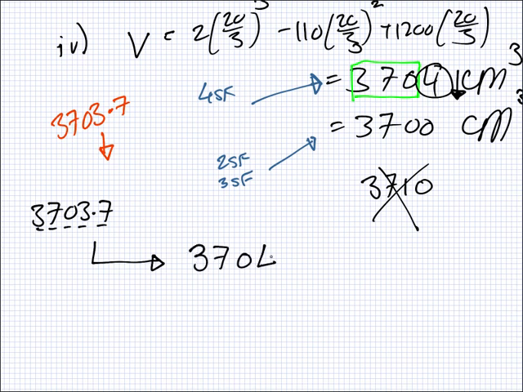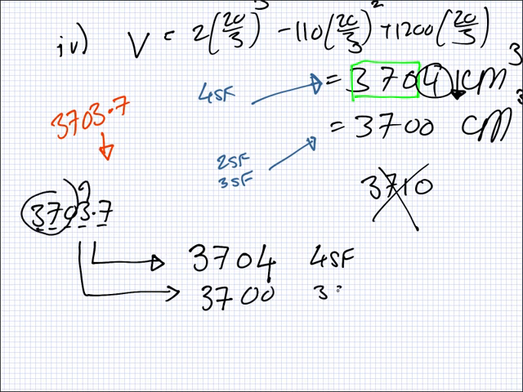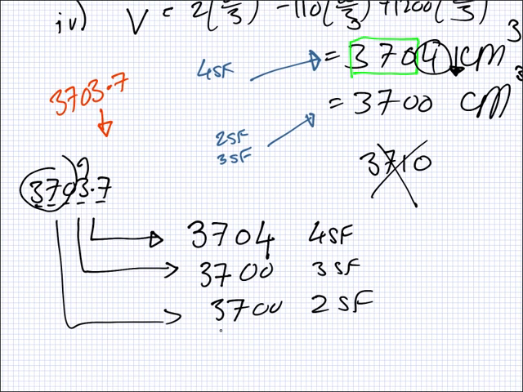03. Oh, 4. That's how many? 4 significant figures. Right, take this again and give me 3 significant figures. 3, 7, 0, 0 is 3 significant figures. What's 2 significant figures? 3, 7, 0, 0. It's two significant figures. Now, what's one significant figure? 4,000. That's one significant figure.